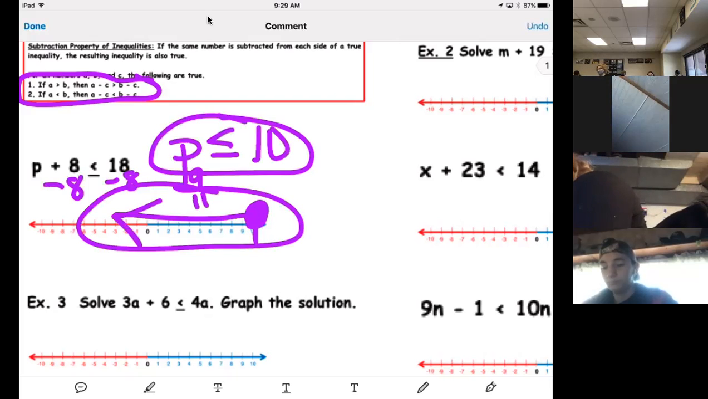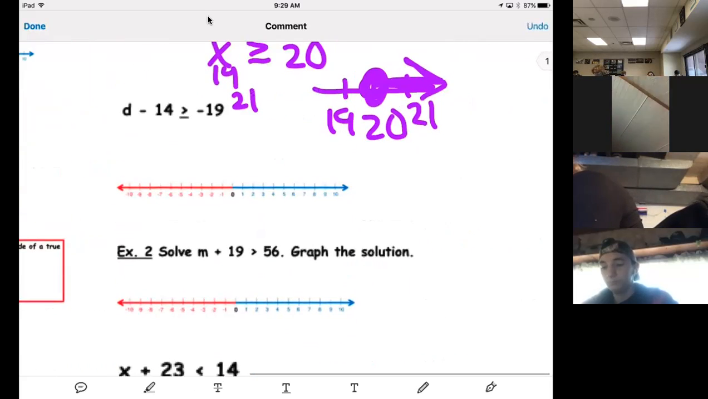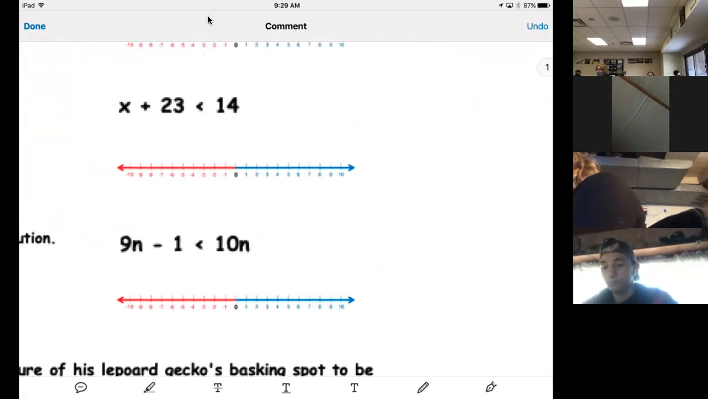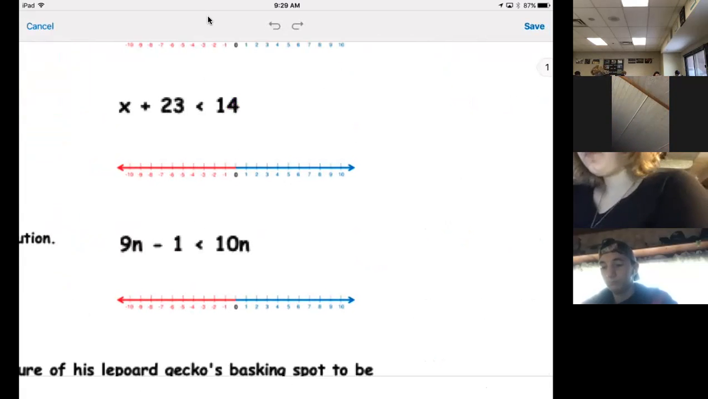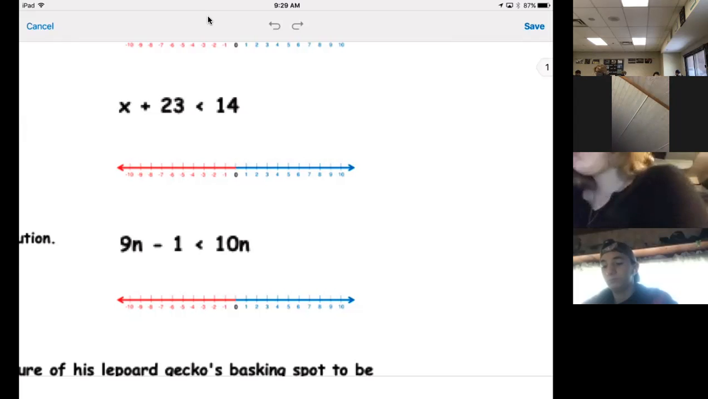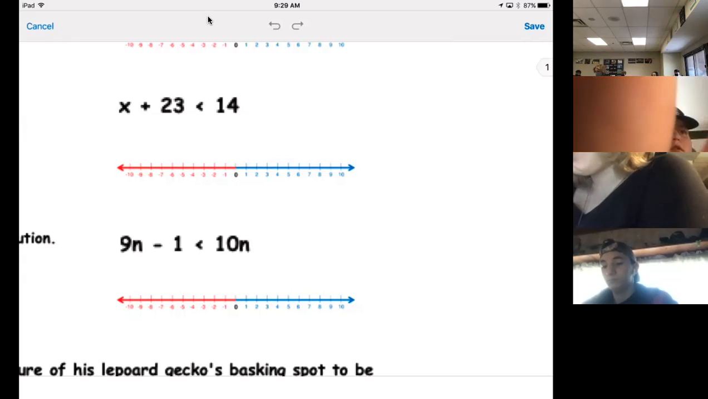Okay, so let's try, oh, there's like randoms. Okay, so let's just do these two and then we'll go to the word problems. How's that? X plus 23 is less than 14. Grady, what should I do to get X by itself? Subtract 23. Yep, we're going to subtract 23.